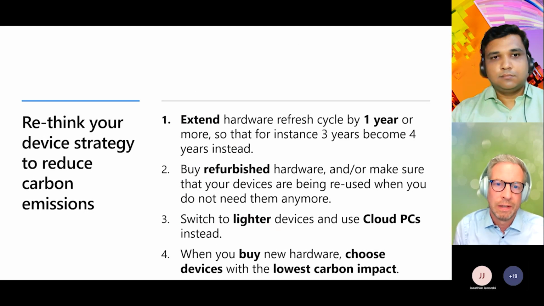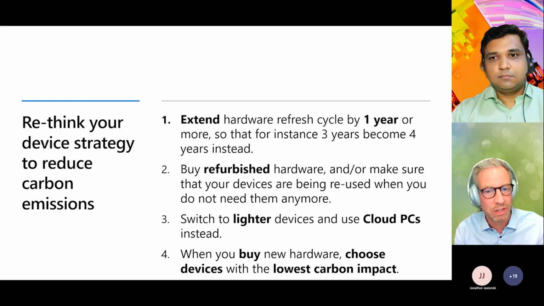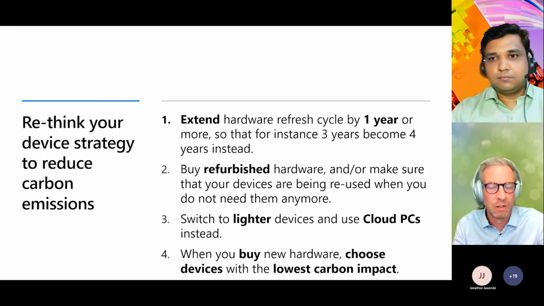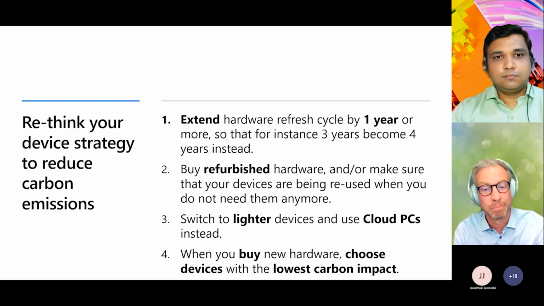So let's take some time now. We have come to the point where we can look at 4 very actionable things you can do to reduce the carbon emissions in your organization. I would say it's all about rethinking or reimagining your device strategy altogether.